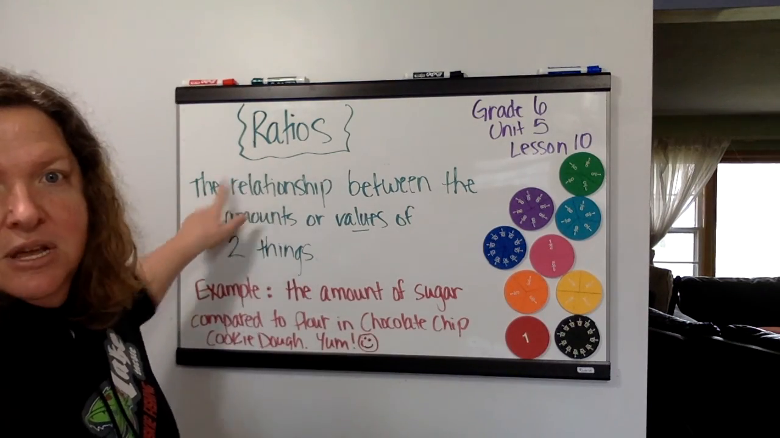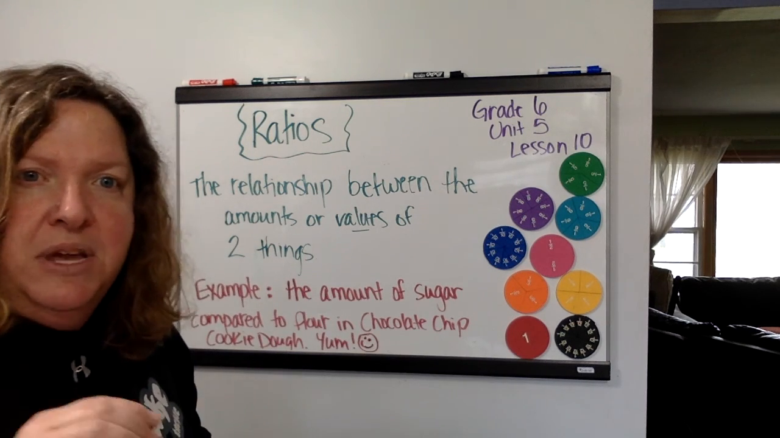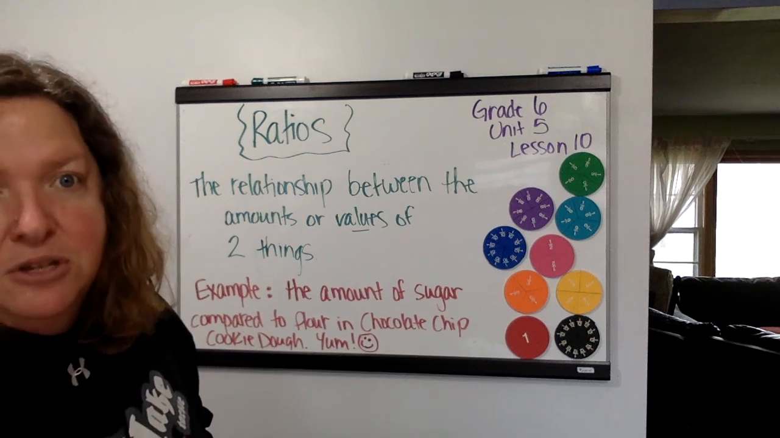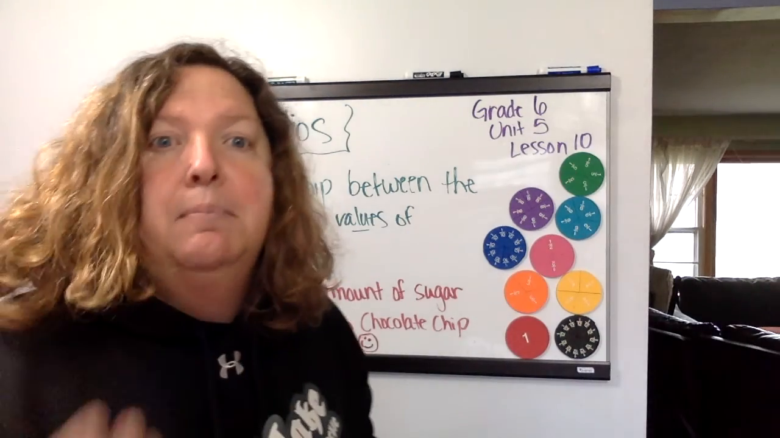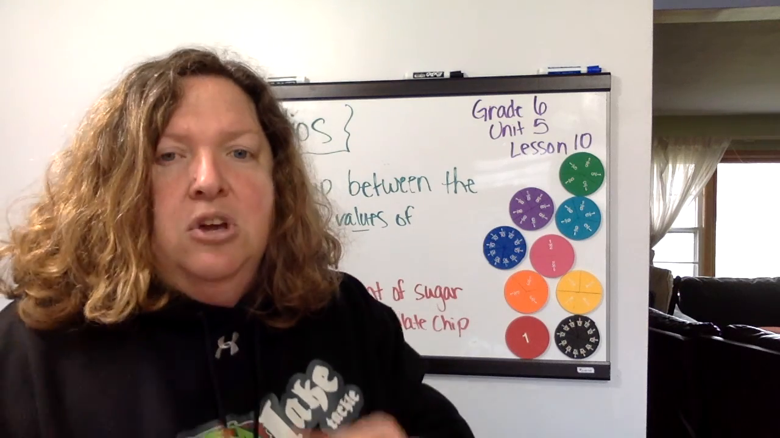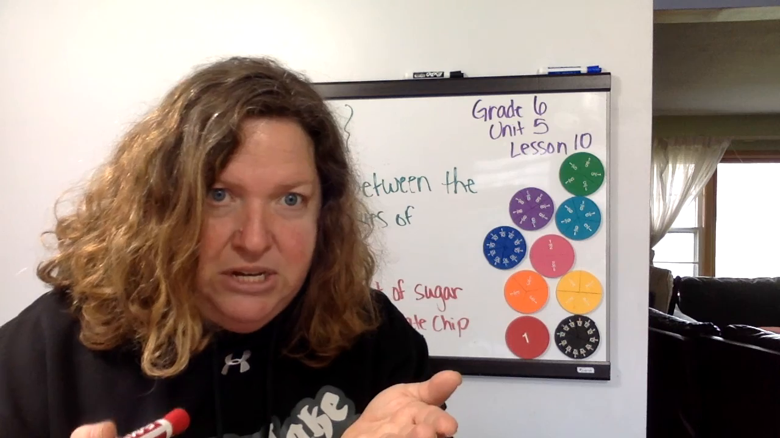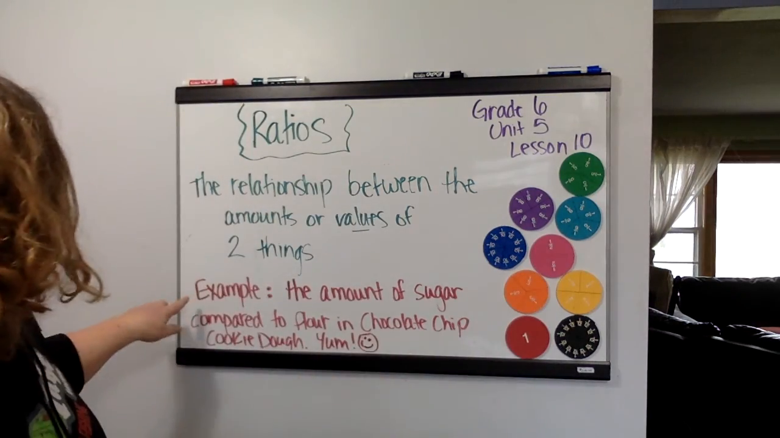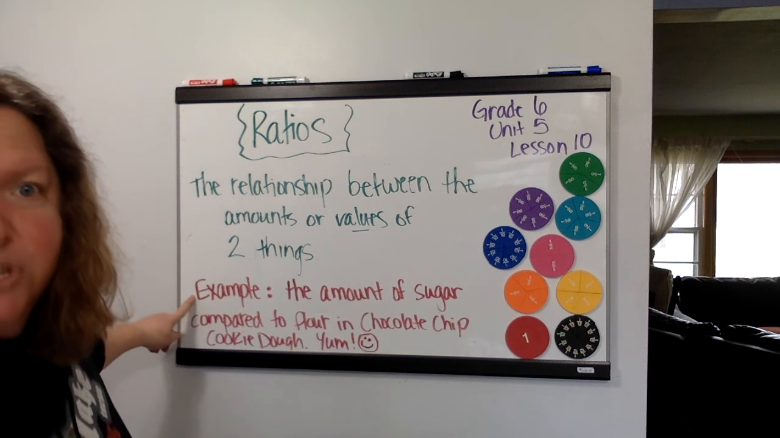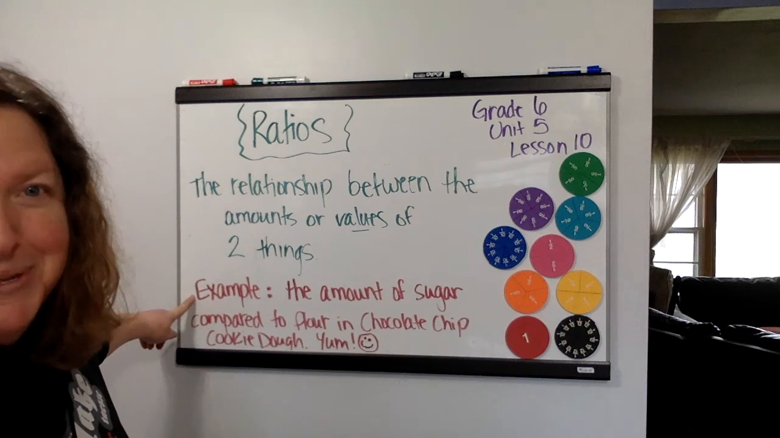Remember, ratios talk about a relationship. The relationship between amounts, or the values, we call the values, of two things, or it could be more than two things. It actually could be multiple things. But it's the relationship between the two amounts and how if one amount of something changes, then the other amount of something also changes. An example, the amount of sugar that we use compared to the amount of flour we use if we're making chocolate chip cookie dough.